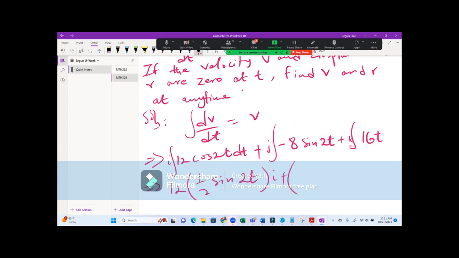Plus, when you integrate, don't forget, this is minus 8. When you integrate sine 2t, I will have minus cos 2t, but in this case, minus 1 over 2 cos 2t. So it's going to be this. Do you agree with me? Yes, sir, we agree with you, sir. Cos 2t j.